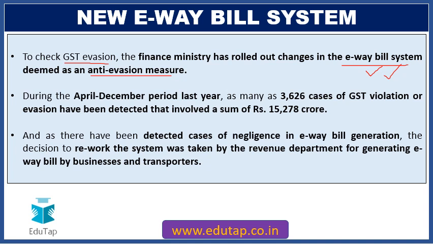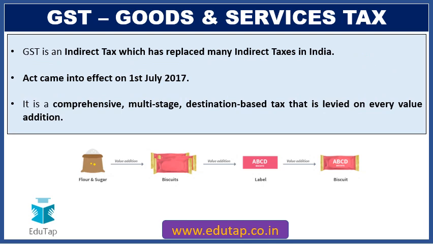So the government recognized that there have been cases of negligence in generating E-Way bills. The people are not taking this mechanism seriously. So we need to rework the system, and we need to make certain changes so that now the businesses and the transporters who are generating these E-Way bills become more serious about this particular system.